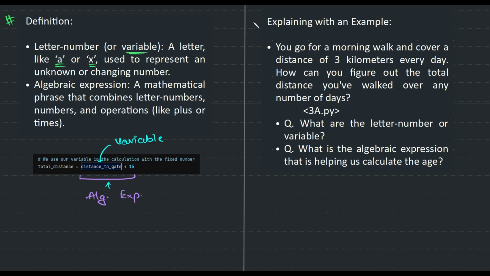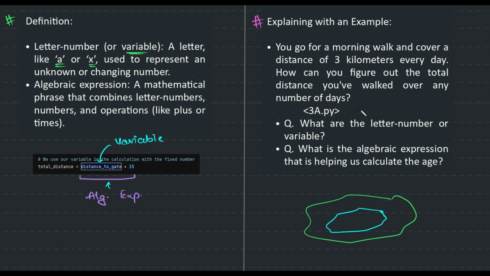So let me pick up one more example. You go for a morning run or morning walk and cover a distance of 3 kilometers every day. Actually, I do this. I go for a run around a lake, and by default, if I complete the entire circle, I will be covering 3 kilometers.